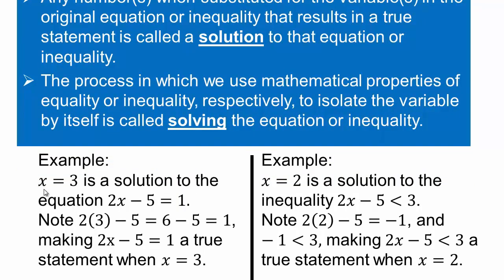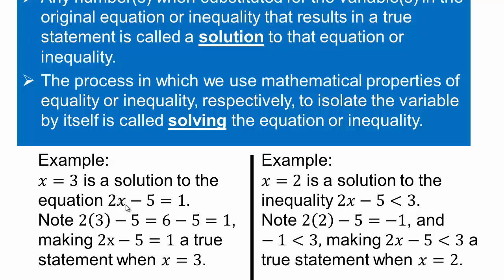So for example, if we take x equals 3 and put it in this equation, look what we get. So we're substituting. 2 times 3 is 6. 6 minus 5 is 1. And 1 is equaling 1. So x equals 3 makes this statement a true statement, which means that x equals 3 is a solution to this equation. Try x equals 5.